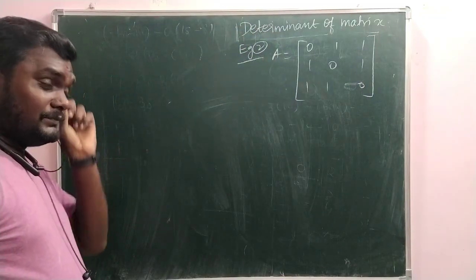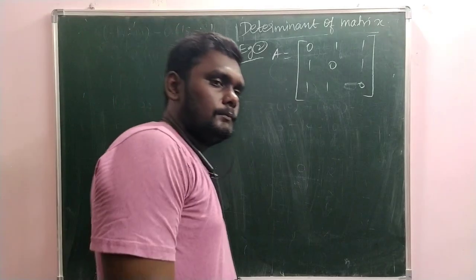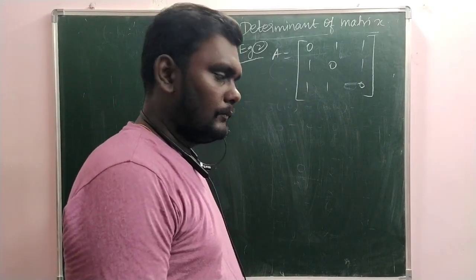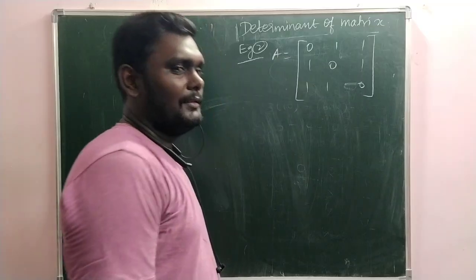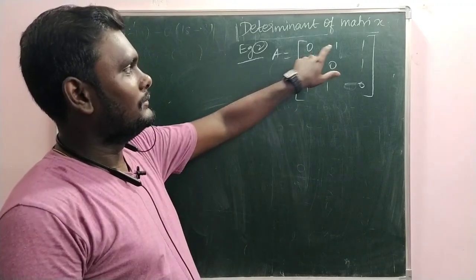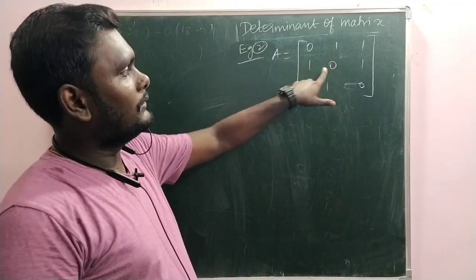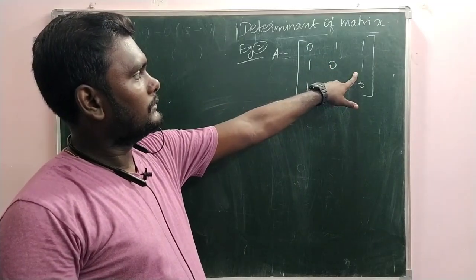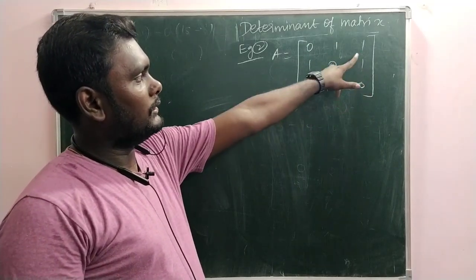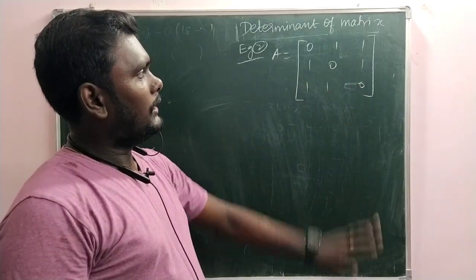Find the determinant value. How long will you take? Easy question. First element will be 0. Next this is minus 1. Row and column left, 0 minus 1. Minus into minus 1 is plus 1. Then 1. Answer 2.